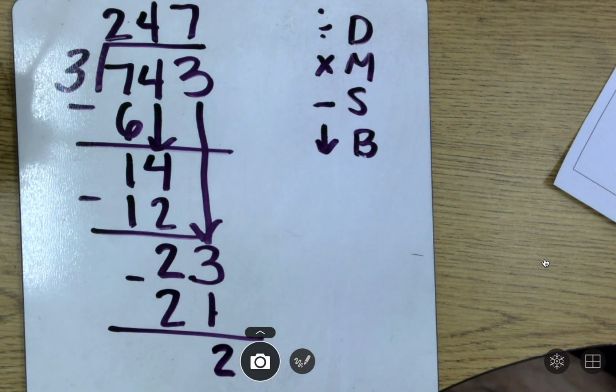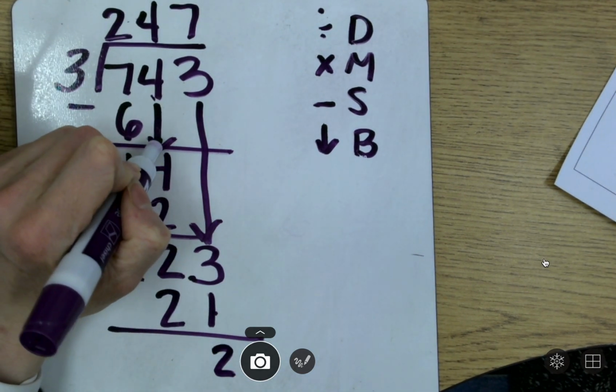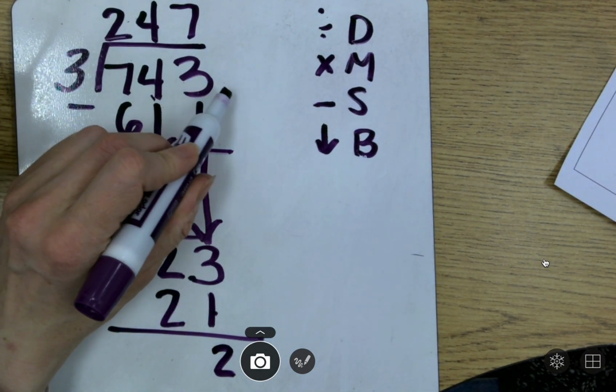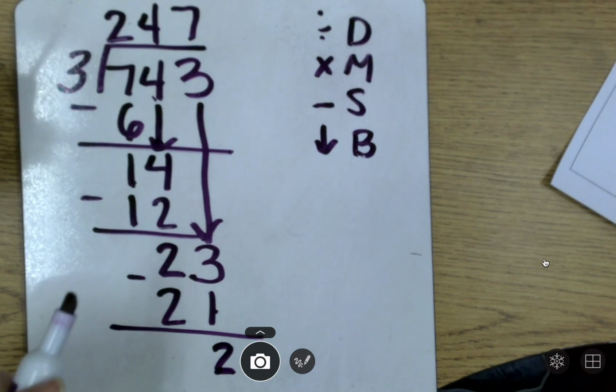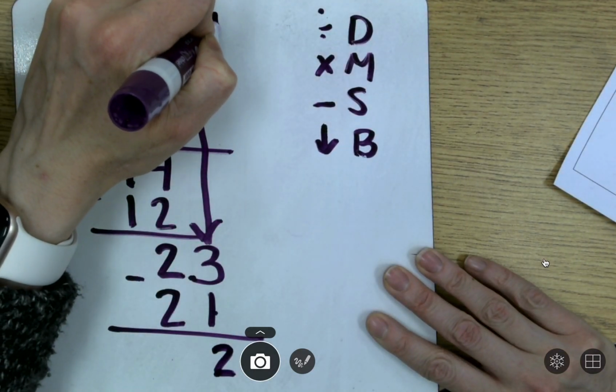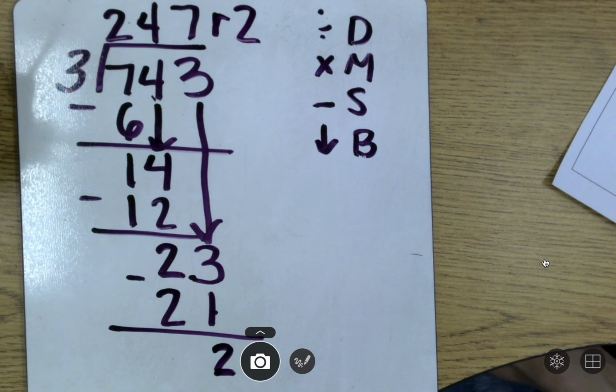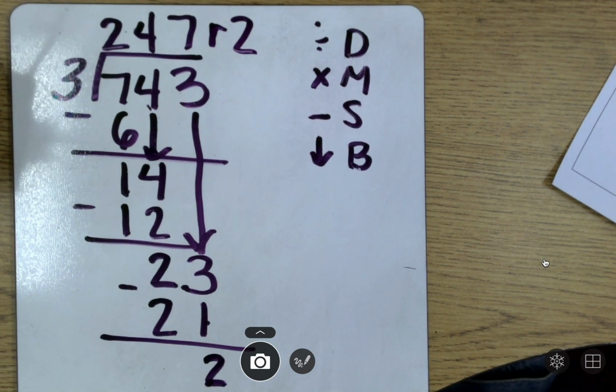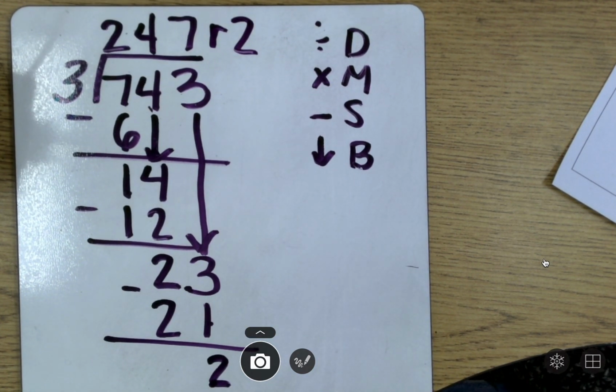Is there anything else to bring down? We worked the 7. We brought down the 4. We brought down the 3. No number comes after the 3. So our 2 becomes our remainder. Remainder 2. Alrighty. So our answer is 247, remainder 2.